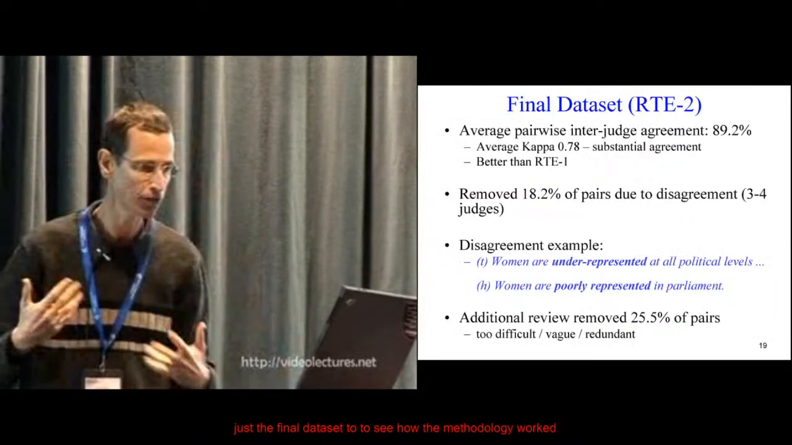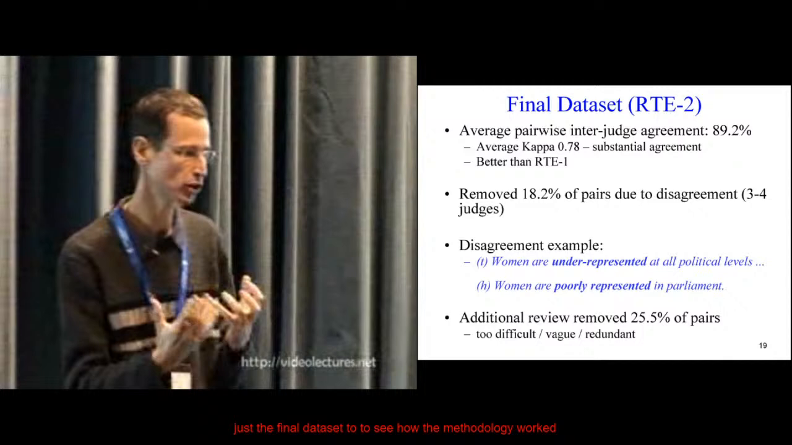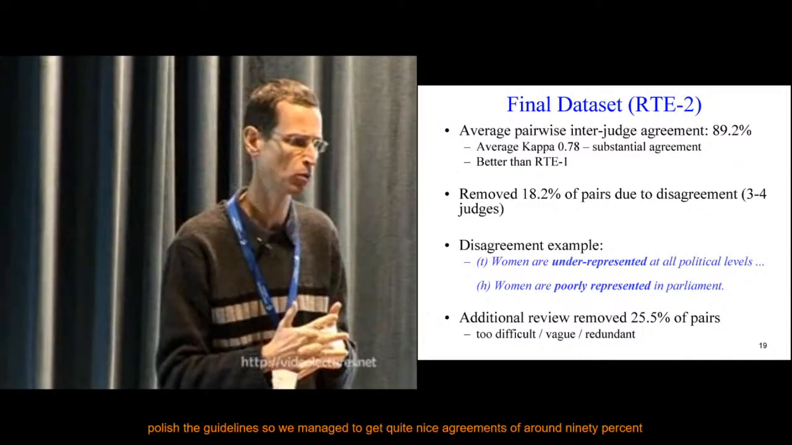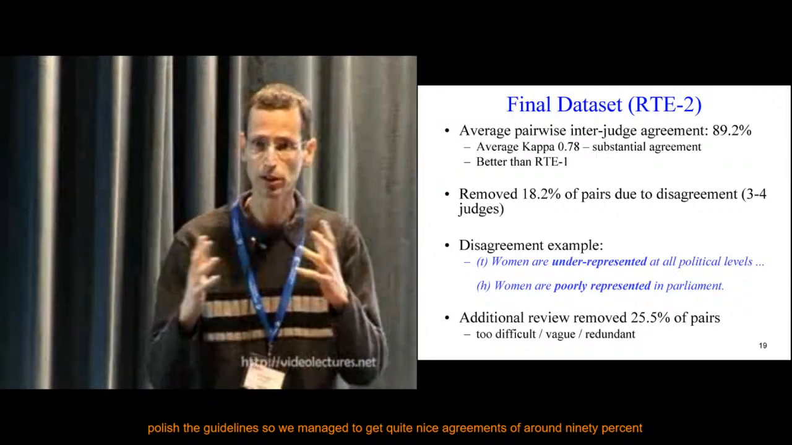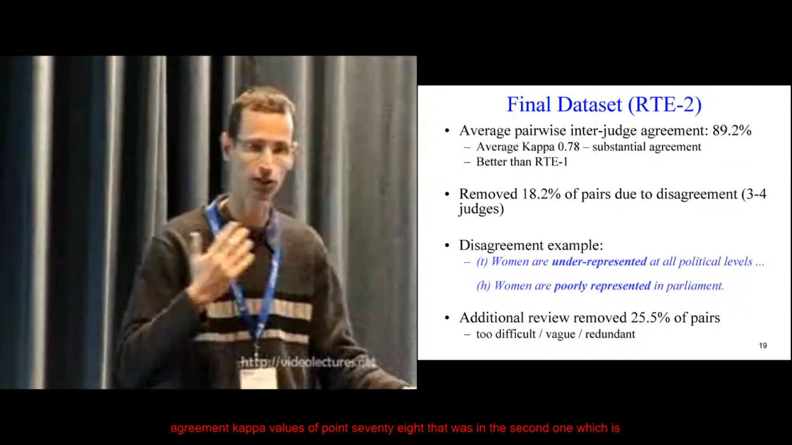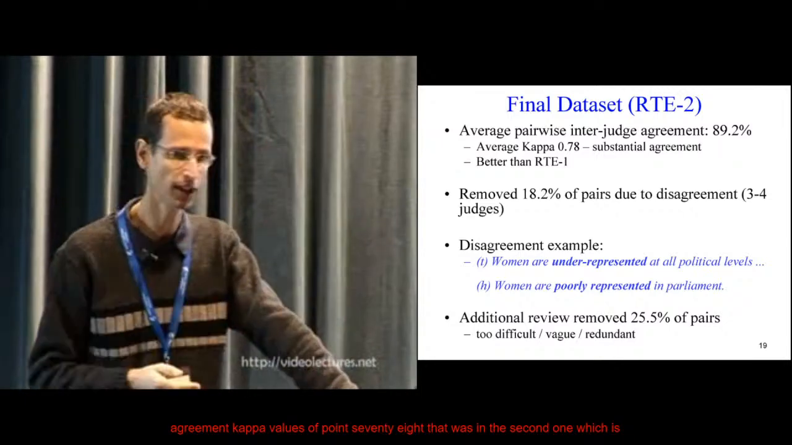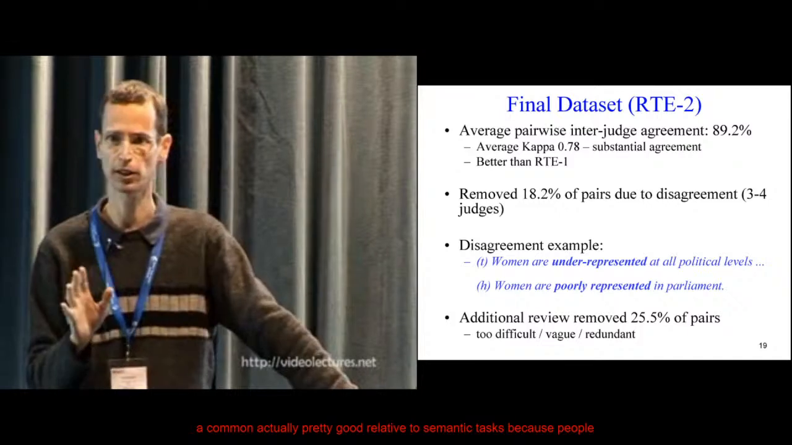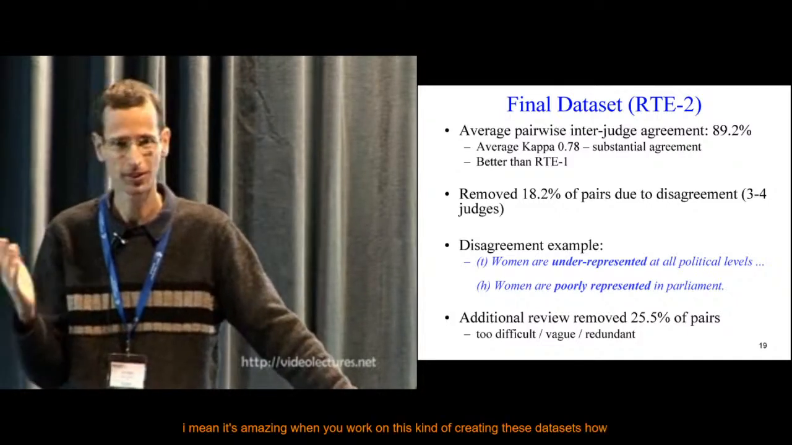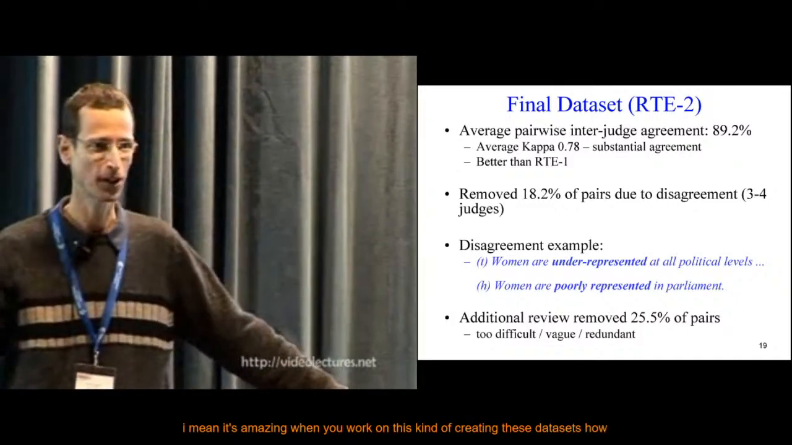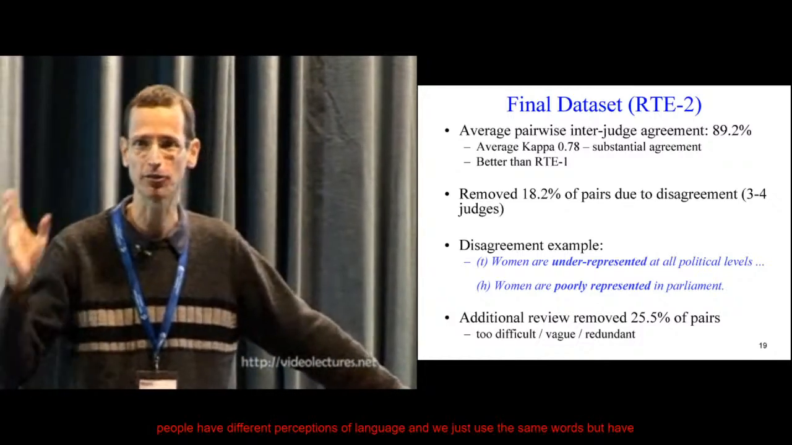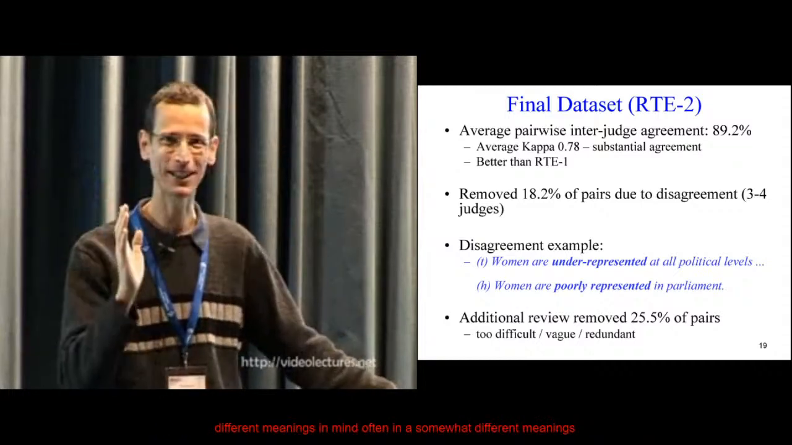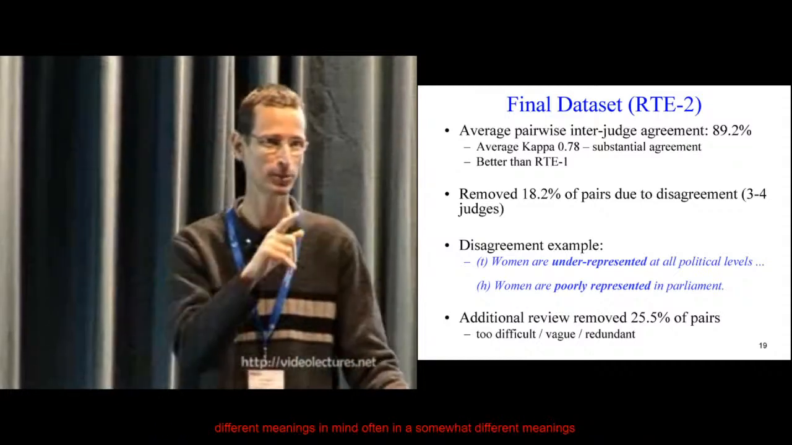Just the final data set, to see how the methodology worked and polish the guidelines, we managed to get quite nice agreement, of around 90% agreement, kappa values of 0.78. That was in the second one, which is actually pretty good relative to semantic tasks, because it's amazing when you work on creating these data sets how people have different perceptions of language. We use the same words but often have somewhat different meanings in mind.